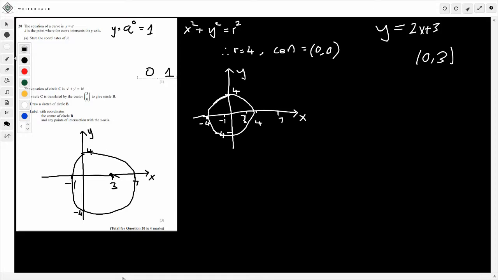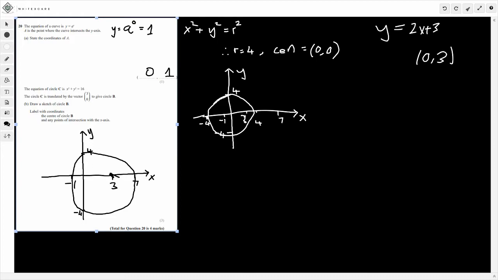So it's going to cut through at minus 1, and it's going to cut through at 7 on the x-axis. You need to get those points clear, because you're asked for any points of intersection with the x-axis. So this is minus 1 and 7. It's not going to change here, the 4 and the minus 4, because there's no transformation applied to the y coordinates. So they just stay the same. That's 4 and minus 4.